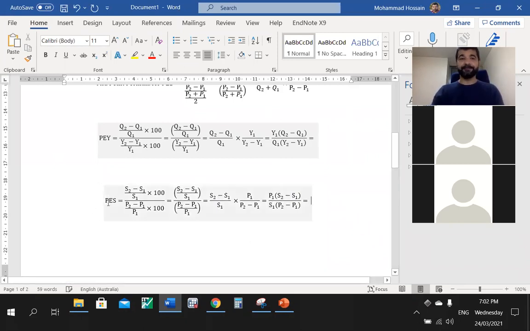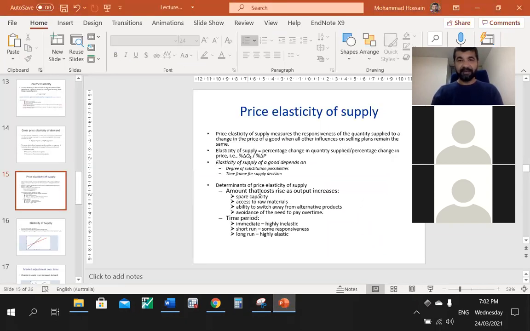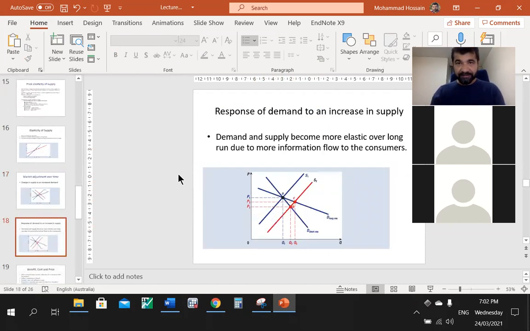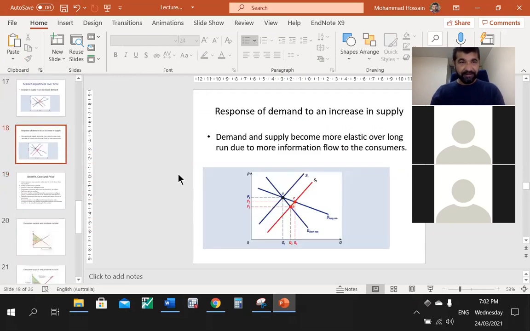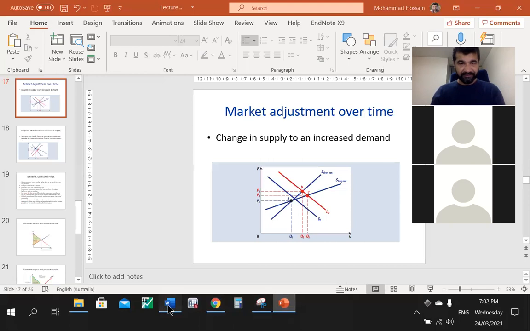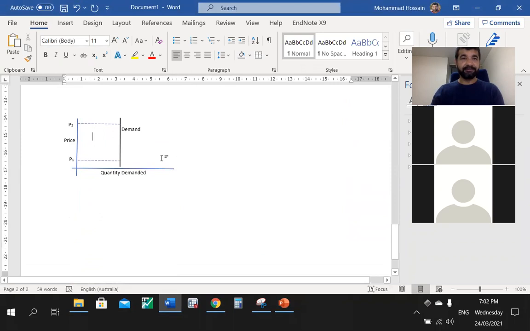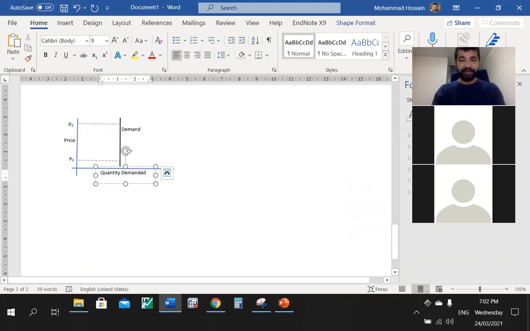Price elasticity of supply. Okay. And it has the same 5 types. Where are the 5 types? They didn't talk about 5 types in here, right? I'll tell you about these 5 types. Let me show it there. Quantity demanded will become quantity supplied. Demand curve will become supply curve now.